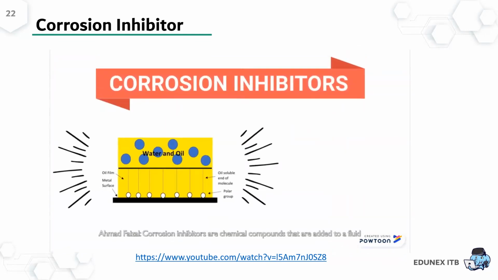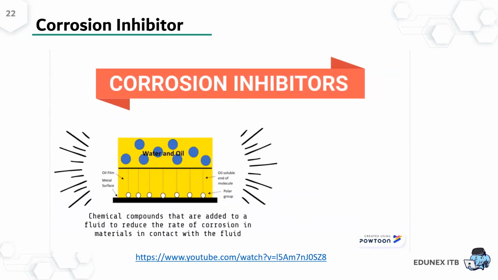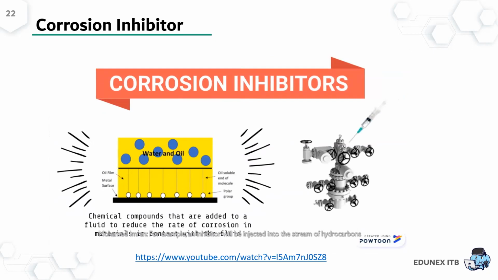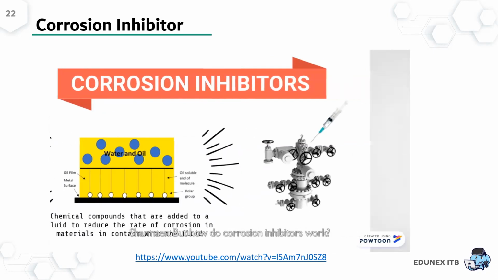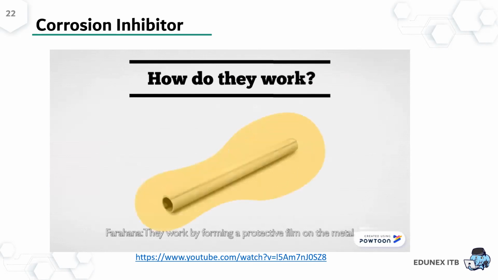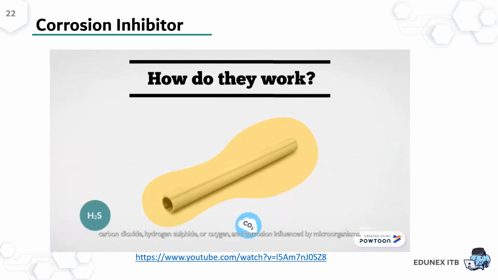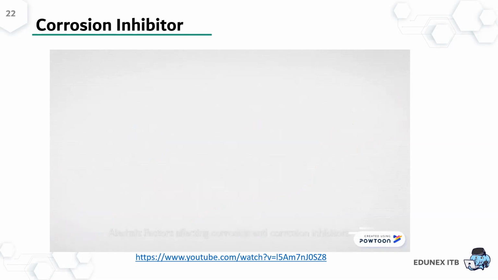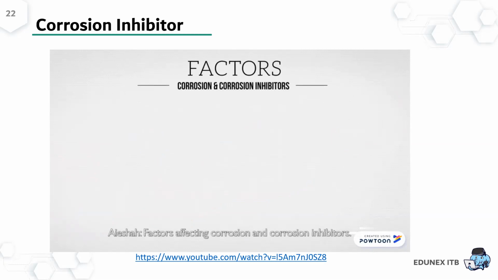Corrosion inhibitors are chemical compounds that are added to a fluid to reduce the rate of corrosion in materials in contact with the fluid. For example, an inhibitor will be injected into the stream of hydrocarbon near the wellhead to reduce corrosion in the steel of the pipeline. But how do corrosion inhibitors work? They work by forming a protective film on the metal, preventing corrosive elements from contacting the metal surfaces. The main mechanisms for corrosion are caused by gases such as carbon dioxide, hydrogen sulfide, or oxygen, and corrosion influenced by microorganisms.